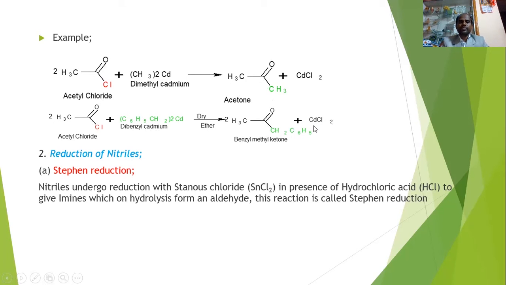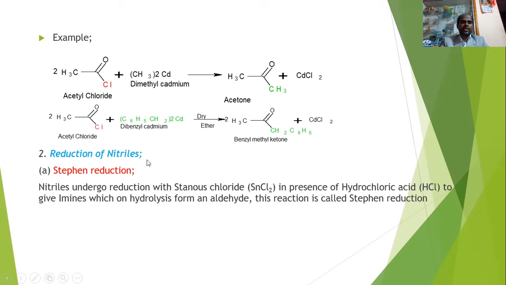So that means from the acid chloride, one can convert acid chloride into aldehyde using hydrogen and palladium, and one can convert acid chloride into ketone by using dialkyl cadmium. This is the thing we need to remember. This is the first method. Let's go to the next method.